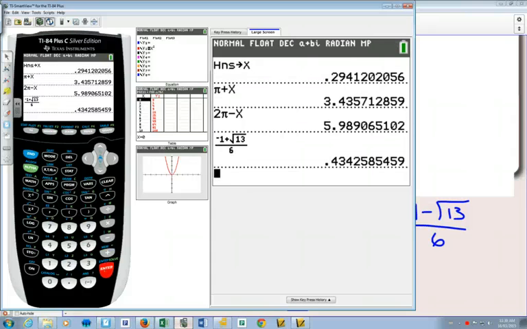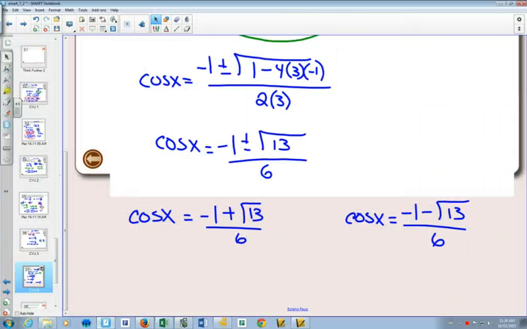So if I go back to here, this one gives us 0.434. That's positive, so it could happen in quadrants where? 1 and 4. Okay?